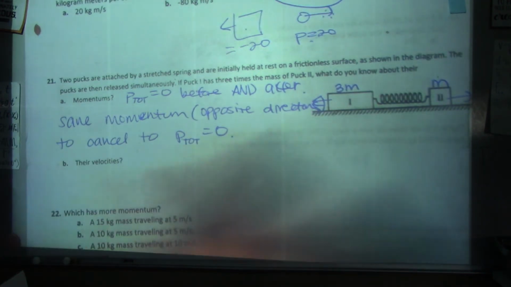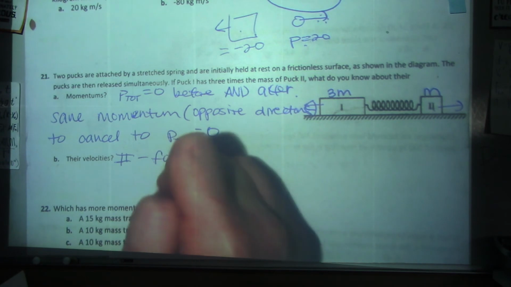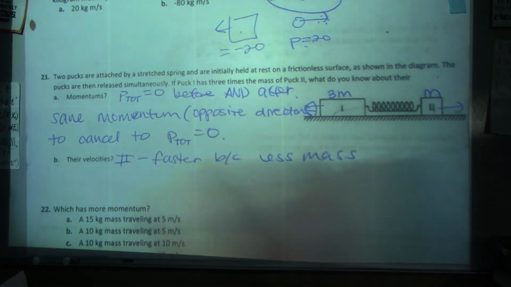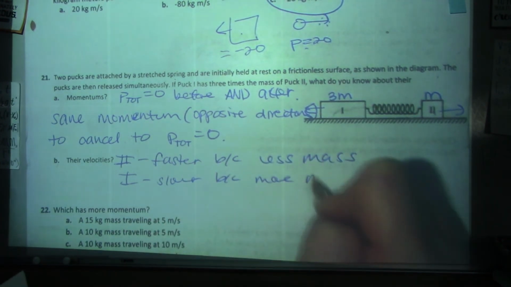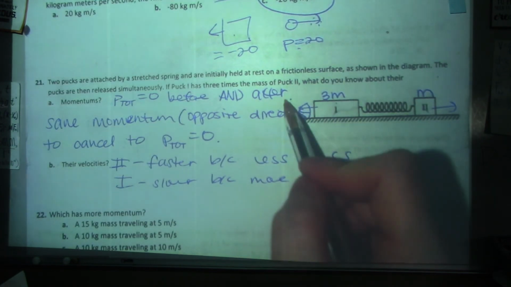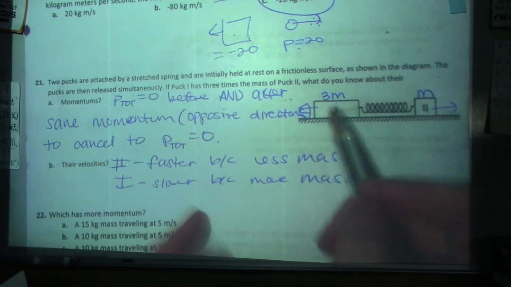which brings us to part B, the velocities. So puck 2 is definitely going to go faster because it has less mass, and puck 1 is going to go slower because it has more mass. So I can't say, oh, this has more mass, so it has more momentum. It does have more mass, but it has less speed, so that balances out where they have the same momentum.